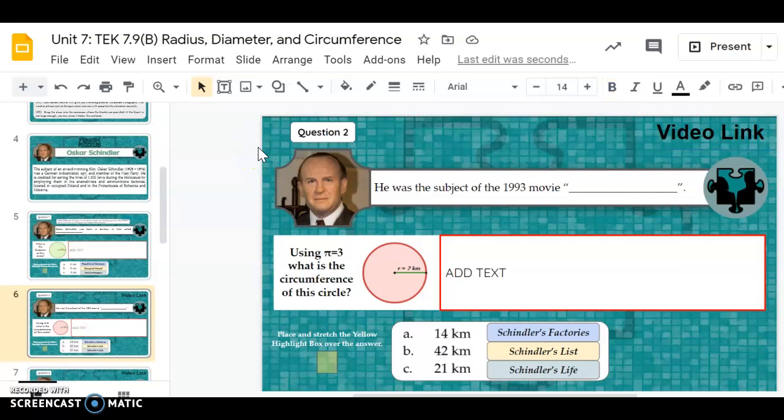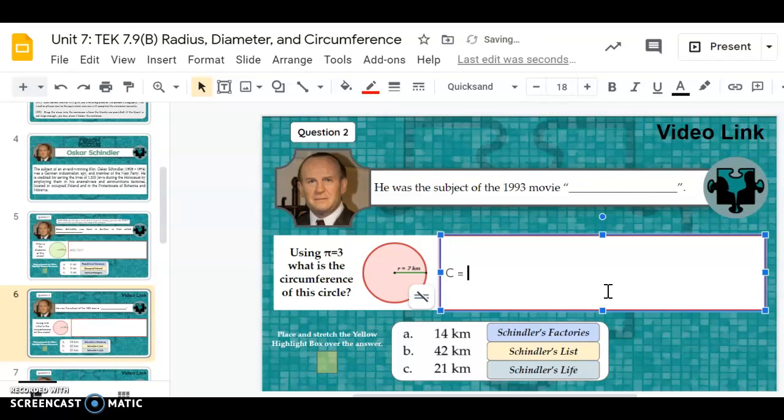Okay, welcome to question number 2. This says, using pi equals 3, what is the circumference of the circle? It's nice that they're allowing us to use 3 instead of 3.14. The first thing we need to do is find out what formula we're going to be using.